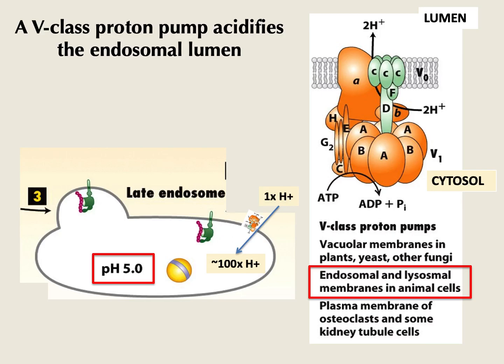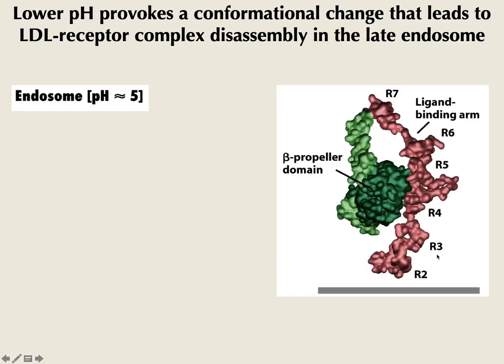And so here is a model of the structure with the ligand binding arm and the propeller domain I was showing you. In the closed configuration, those two come together. And the idea is that closing this opposes the binding of the ligand arm to the ligand, to the LDL. So what you want is the low pH, high proton concentration, to favor this configuration over the open one.